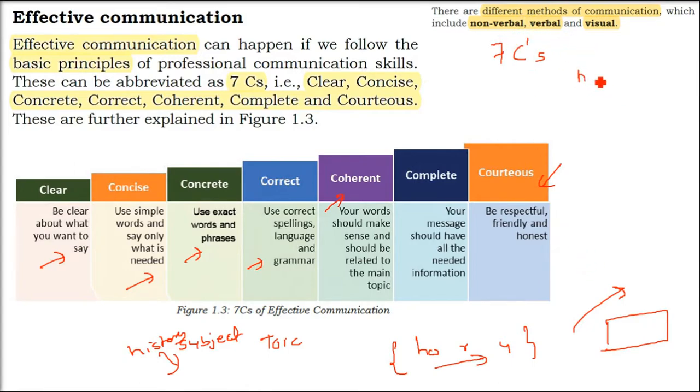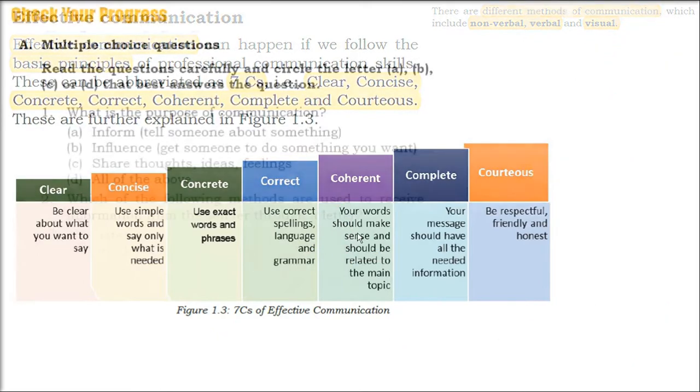So there are different methods of communication. Non-verbal, that is you don't speak here. Verbal, when you speak on phone or directly. Then you have visual. You don't do anything. Like a small kid, the mother knows everything the kid wants. That is called a visual kind of communication. Okay? So this is visual communication.